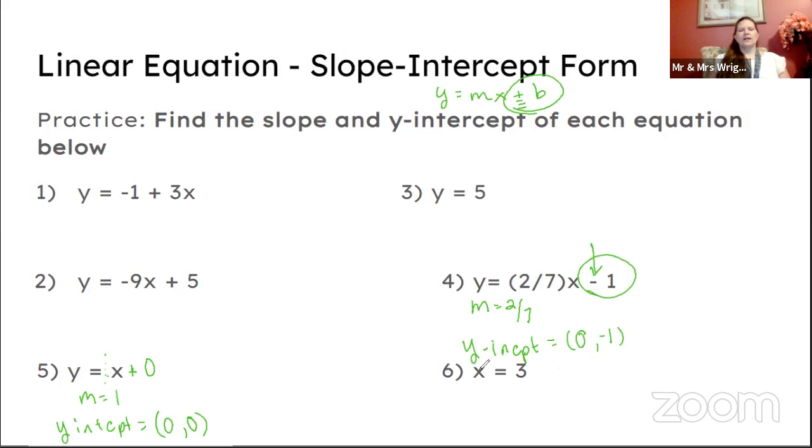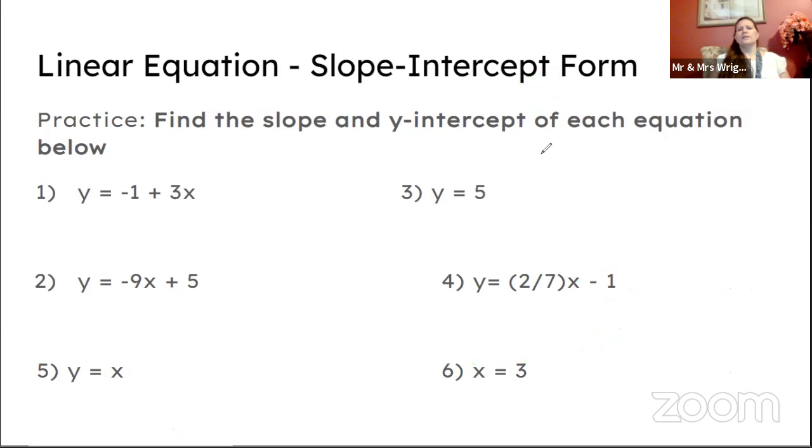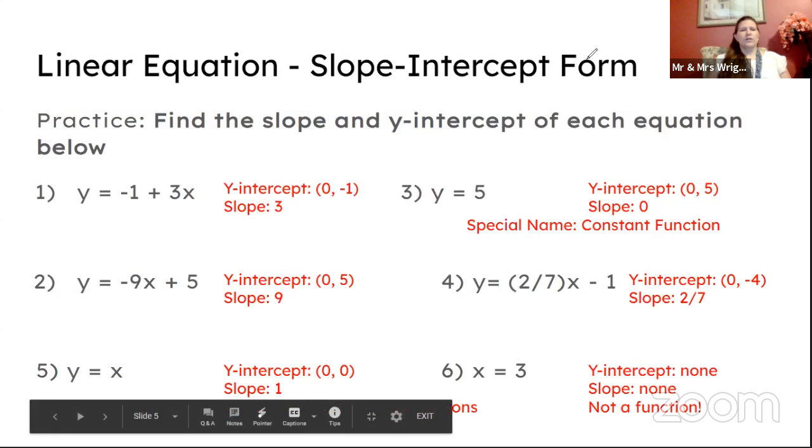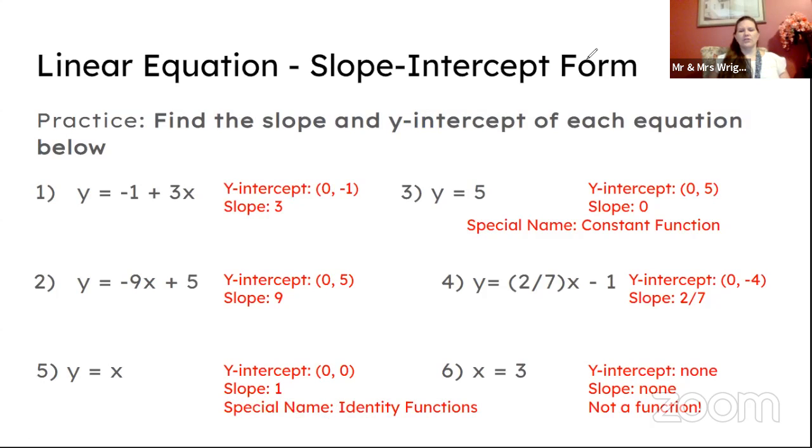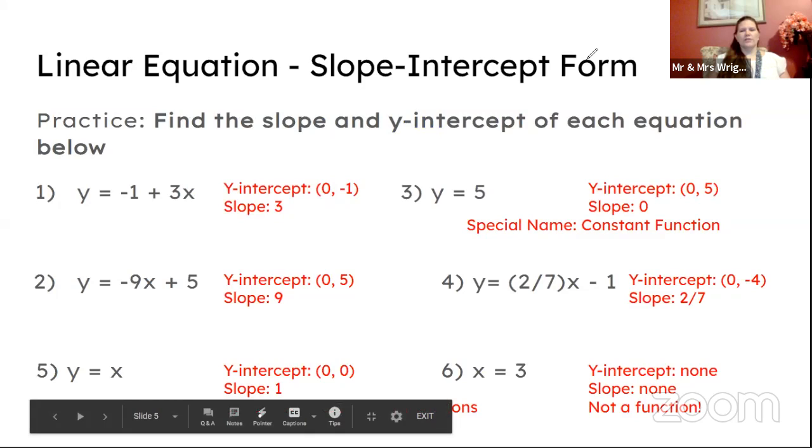All right. So this last one over here, x equals 3. This is a vertical line. There is no slope on this. It's an infinite slope. And x equals 3 is not a function. There is also no y-intercept because it's going up and down to infinity at x equals 3. So here you have that same information. And this one right here, y equals 5, it has a special name, a constant function. This one is not a function, no y-intercept and no slope. Okay.